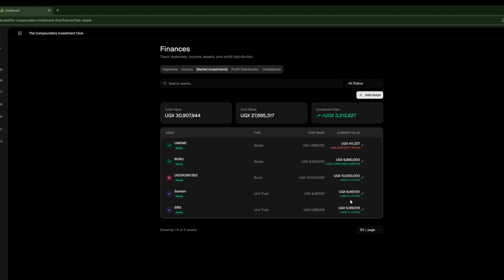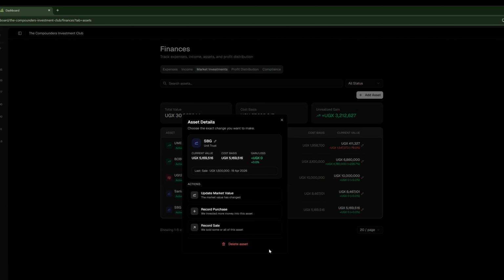If we wanted to delete an asset, how would we do that? Let me go to SBG. I click the edit icon, and then I would choose delete asset. And then I would delete. I'm not interested in deleting, so I won't click.